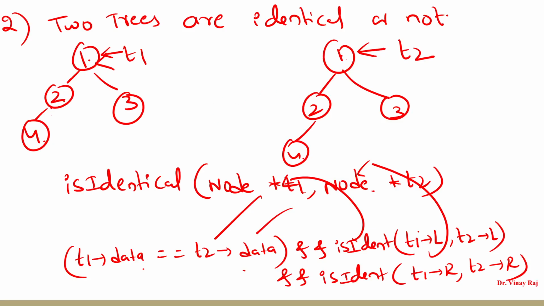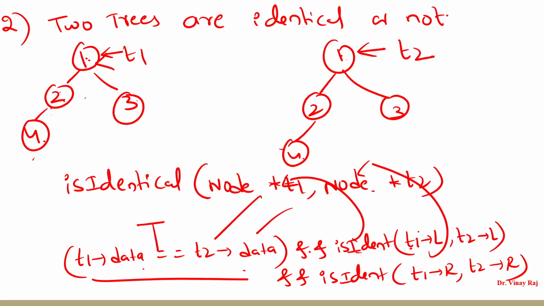Here identical means having the same elements, T1 and T2, whether everything is perfect or not. So it's a very simple problem, but using recursion only you have to solve it, because you have to compare just the data. This is common, this will be true, and isIdentical left and left, then right and right. Again left and left, right, there is nothing. So until then we have to keep repeating this process, to see whether two trees are identical or not.